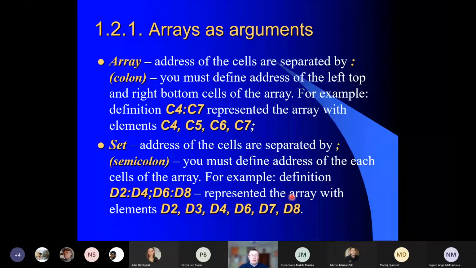And as I already mentioned, we could use arrays and sets as our arguments. With the colon delimiter, an array is created, and we only have to denote the start, the left top, and the right bottom cell of the array, like in this case. In case of a semicolon, we create a list. And in fact, with a semicolon, we can even combine multiple arrays into one.